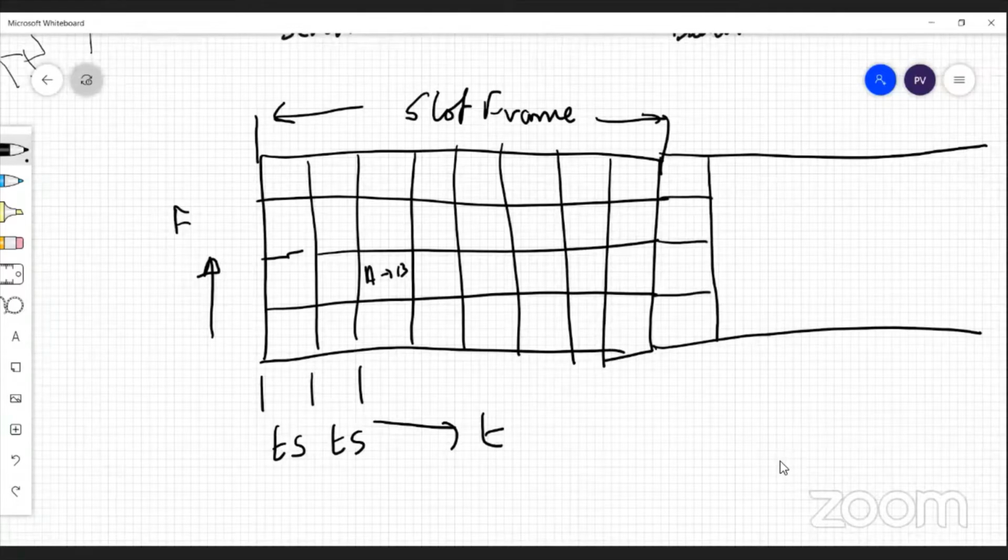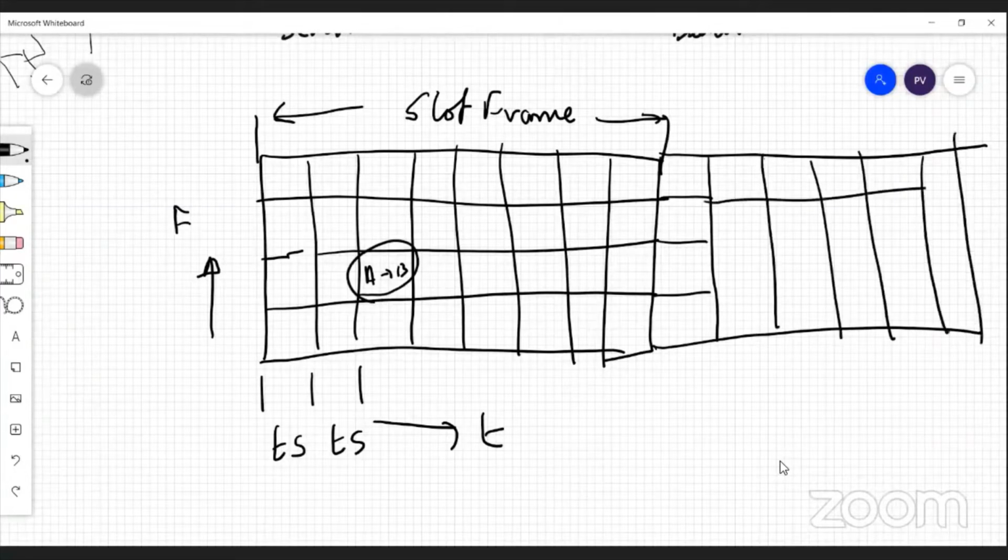So if someone transmitted here, let us draw the picture again. Somehow it may go and do here. That's possible. Or it can also do here. You can just rub it and put it wherever.